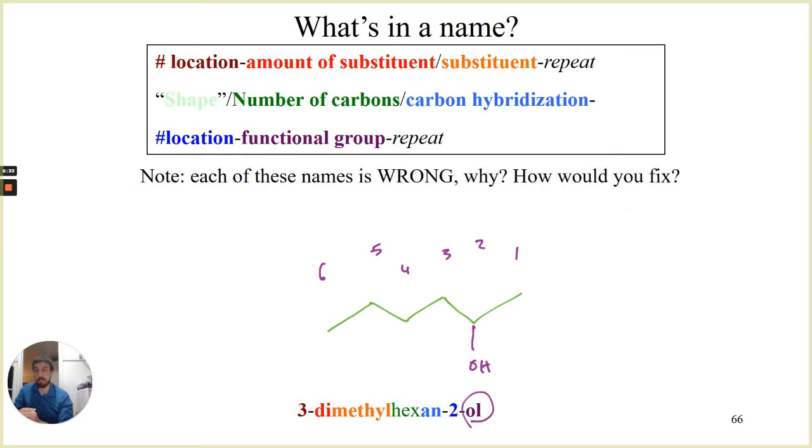At the 3 position, I want a methyl. It says di, so I should put in a second one. Okay, and this should be 3,3-dimethyl hexan-2-ol. Okay, so again, we run into the same issue. We should have specified that locator for where that 3 position was. So again, kind of a boring one because we again goofed on that numbering.